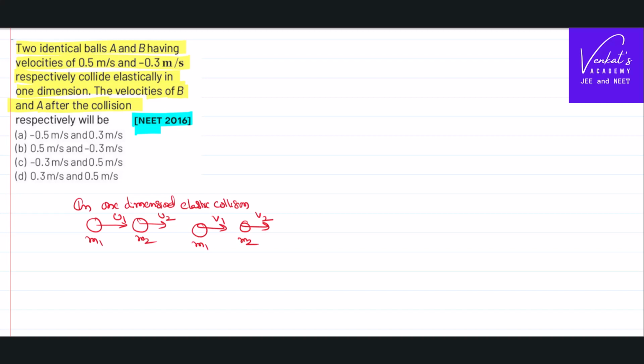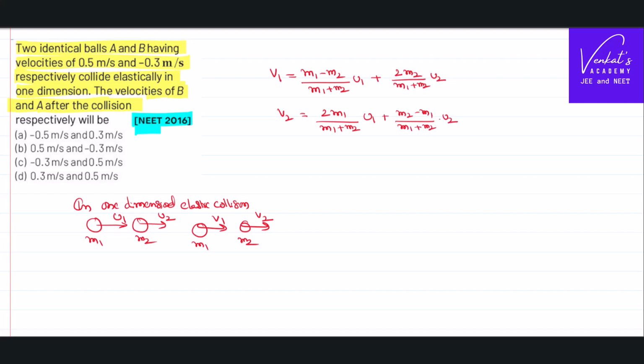Taking that into consideration, we can derive an equation for the final velocity after the collision in terms of initial velocities. v1 as (m1 minus m2) by (m1 plus m2) of u1 plus 2m2 by (m1 plus m2) of u2, and v2 as 2m1 by (m1 plus m2) of u1 plus (m2 minus m1) by (m1 plus m2) of u2.